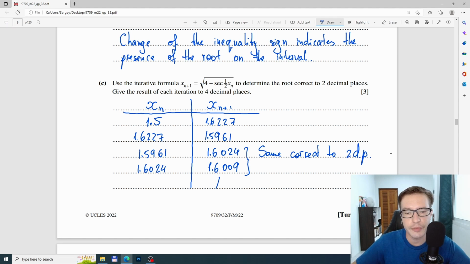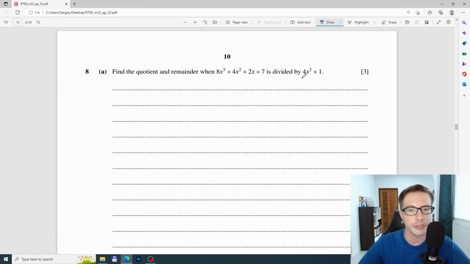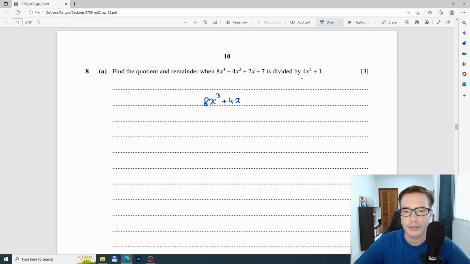That means this is going to be our answer. 1.60. Just a side note, don't forget the 0 at the end because they're asking for the value correct to 2 decimal places. And writing just 1.6 would be only 1 decimal place. So 1.60 only. Next question is about polynomial division. Let's write it down.